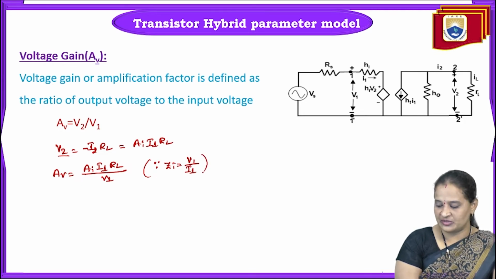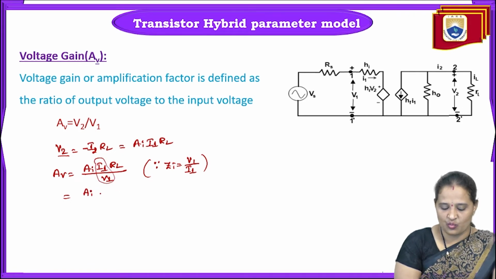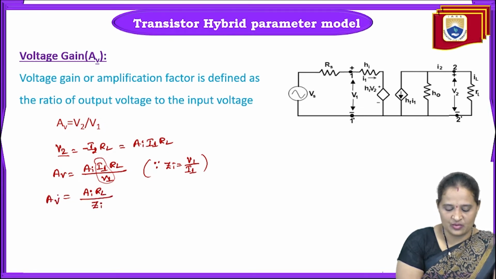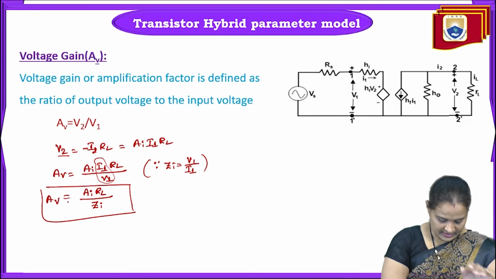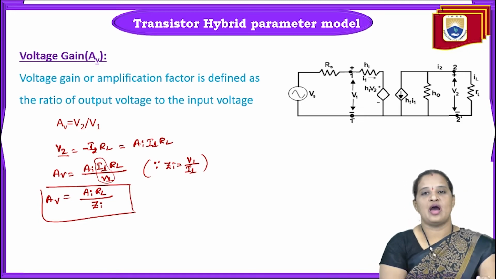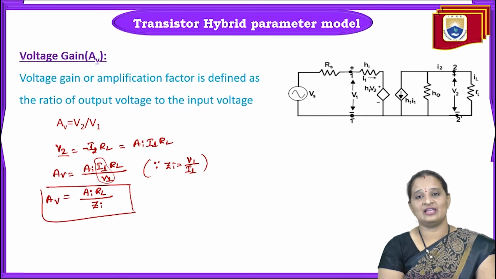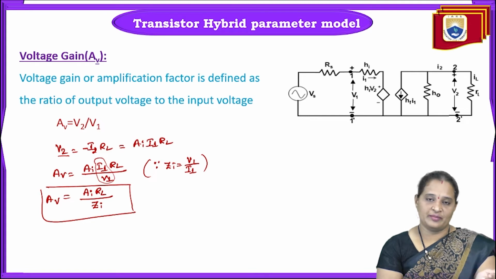Now substitute this in this equation. What I'll get? AI, and this I can write as 1 by Zi. So AI into RL by Zi. This is the equation for voltage gain. The voltage gain of an amplifier is given by AI into RL by Zi, where RL is the load resistance or load impedance and Zi is the input impedance.